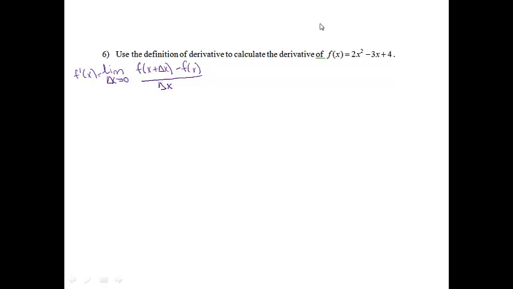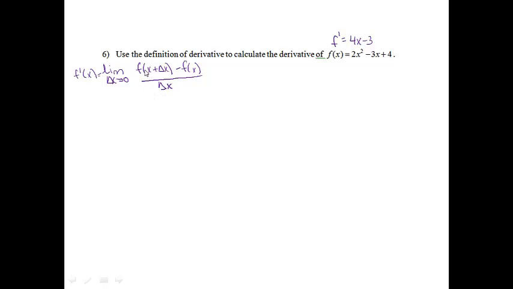The second thing that I'm going to do is I am actually going to take the derivative the shortcut way, because then when I get my answer I can actually compare it. So if I took the derivative using the shortcut, I would get 4x minus 3. So I know when I'm done, I know to make sure that my answer equals that.